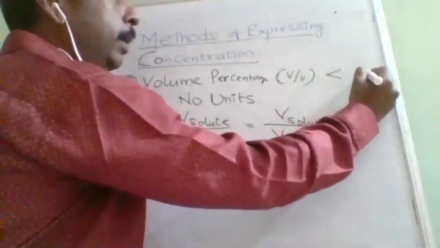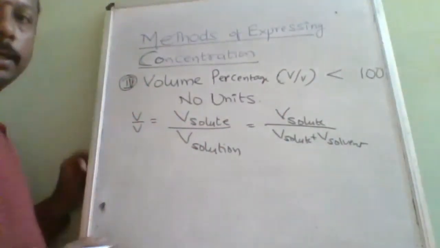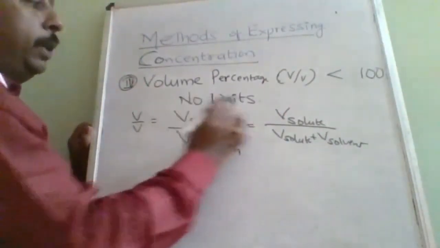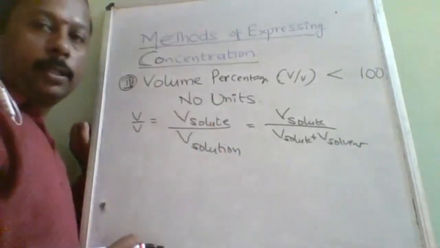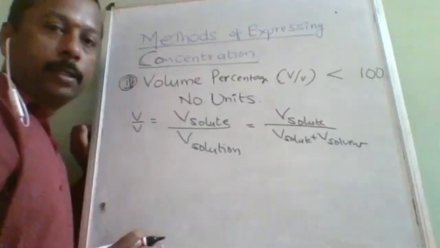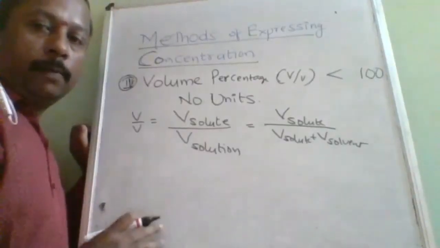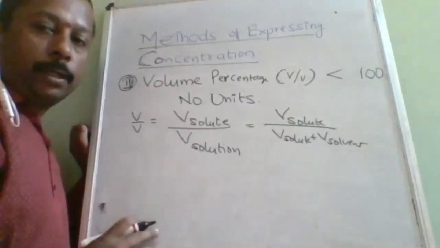This is going to be less than 100. Now, will there be units? No units. Why? Because it is percentage. Wherever the word fraction is used, there are no units. When the word percentage is used, no units.